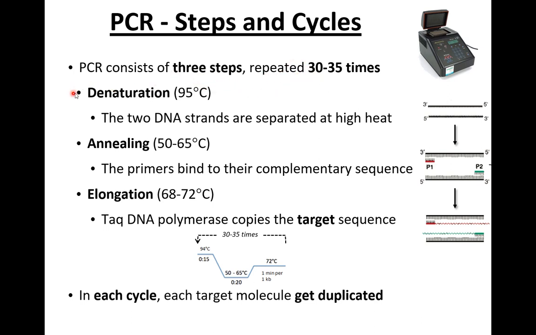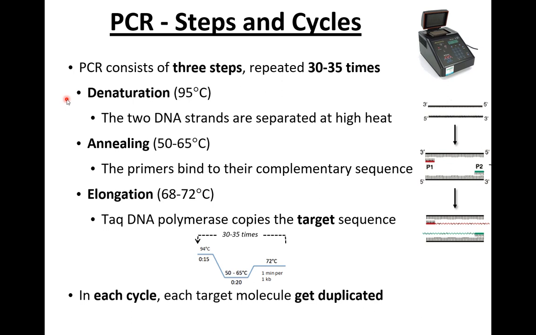The first one called denaturation, second one annealing, and the third one elongation. Let's put them again in the context of DNA replication. Denaturation is nothing else than the equivalent of the first step in DNA replication, which is the unwinding of the DNA. Some people call it the initiation of DNA replication.